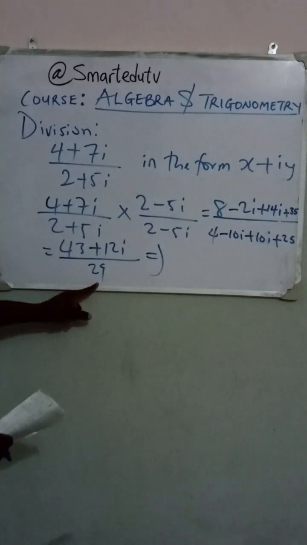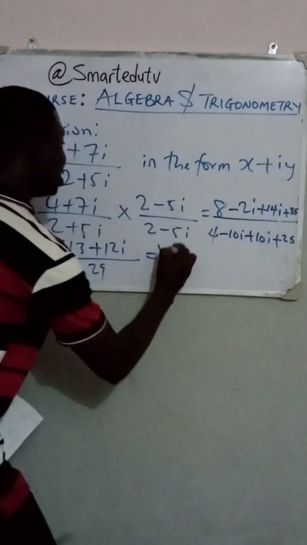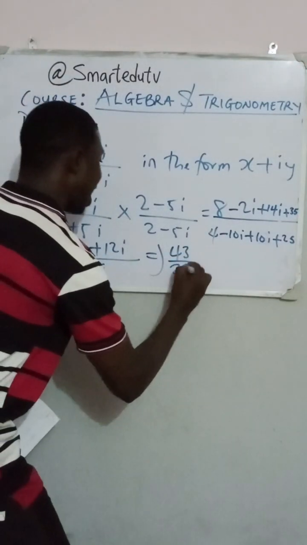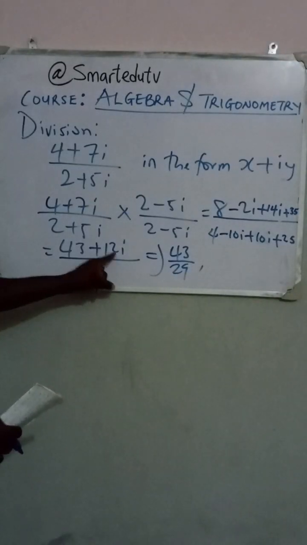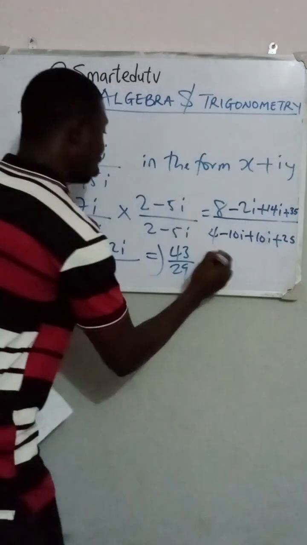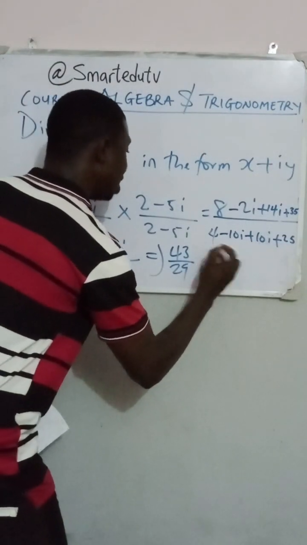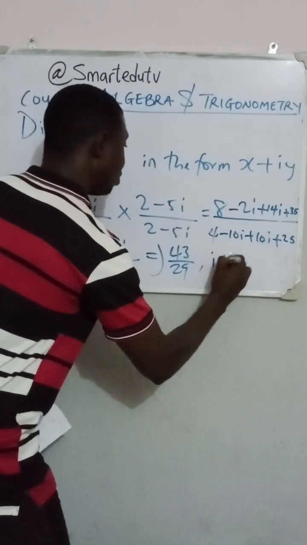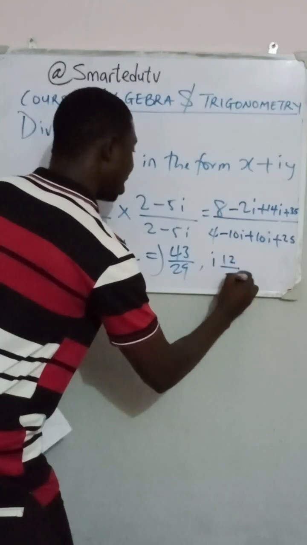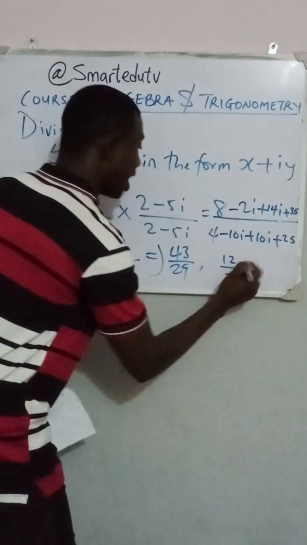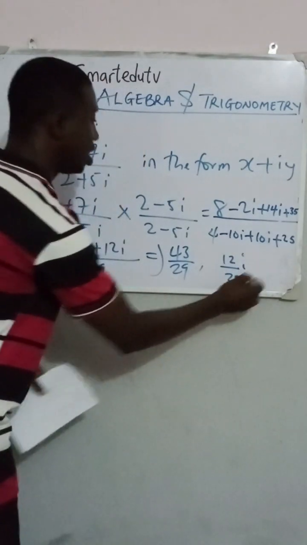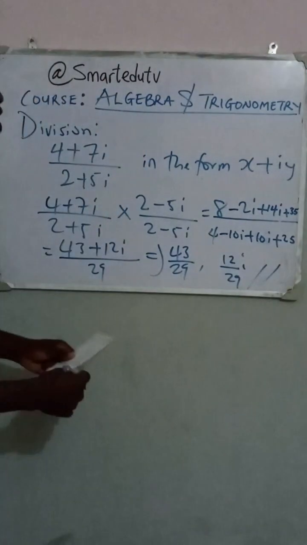Since I'm having 43 plus 12i divided by 29, I can separate this. Both of them are affected by 29. That is 43 over 29. And also for the imaginary part, I'm going to have 12 over 29, then i times 12 over 29, or 12 over 29i. They mean the same thing. So this is now the final result in the form x plus iy.